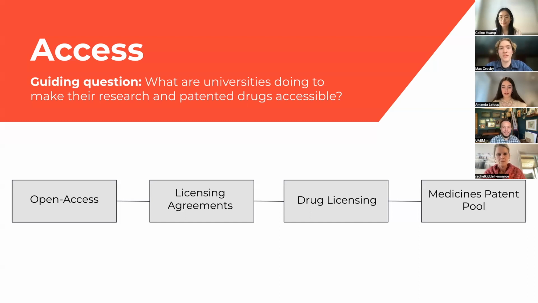In a similar vein, the access section also sought to look at how universities were licensing their medicines overall, with a specific focus on the provisions universities were using to restrict drug access to communities in Canada and worldwide.